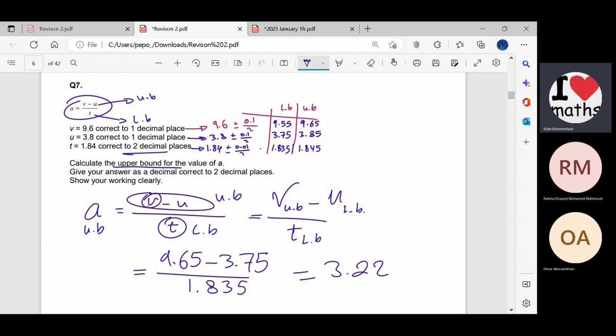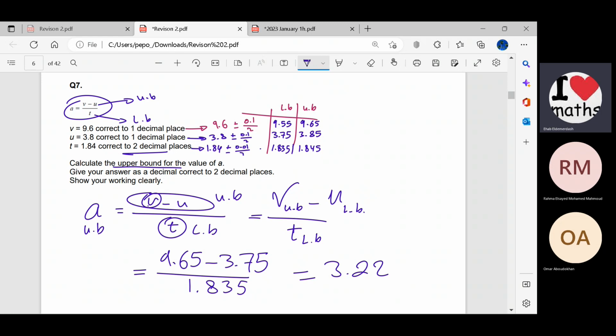To find the upper and lower bound, we do 0.1 divided by 2. If it's one decimal place, it's 0.1. If it's two decimal places, it's 0.01. Three decimal places, 0.001. To the nearest 10, it's 10 over 2. To the nearest 5, it's 5 over 2. To the nearest million, it's million over 2. Plus or minus, just for the upper and lower bound.